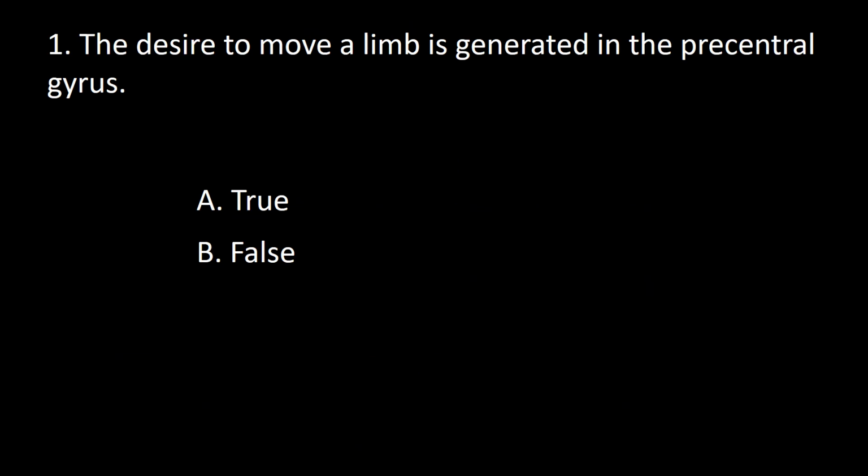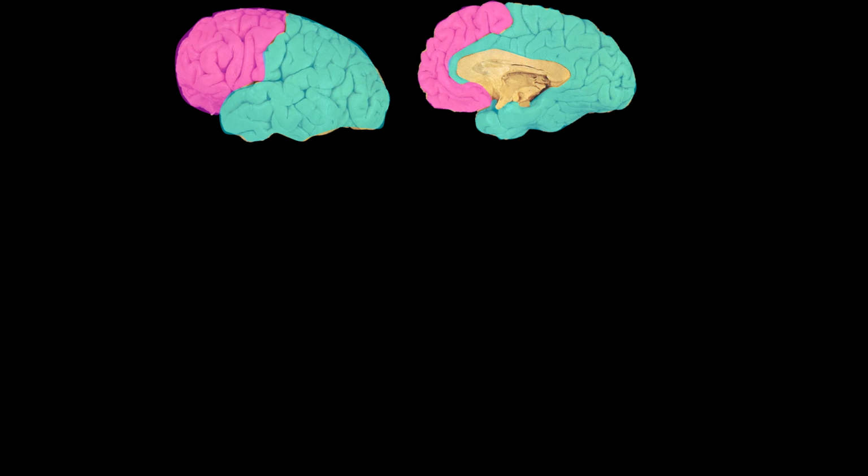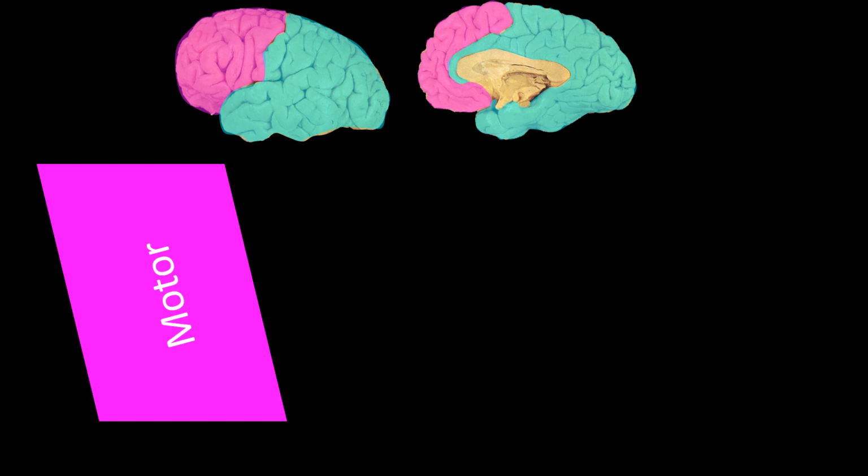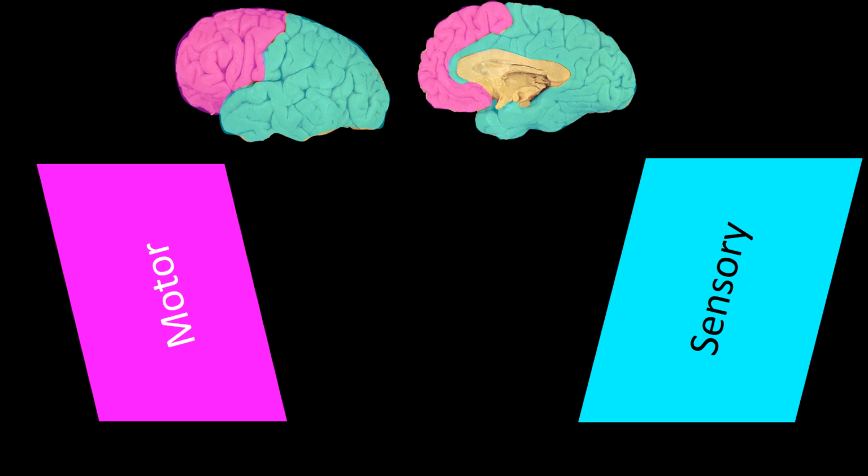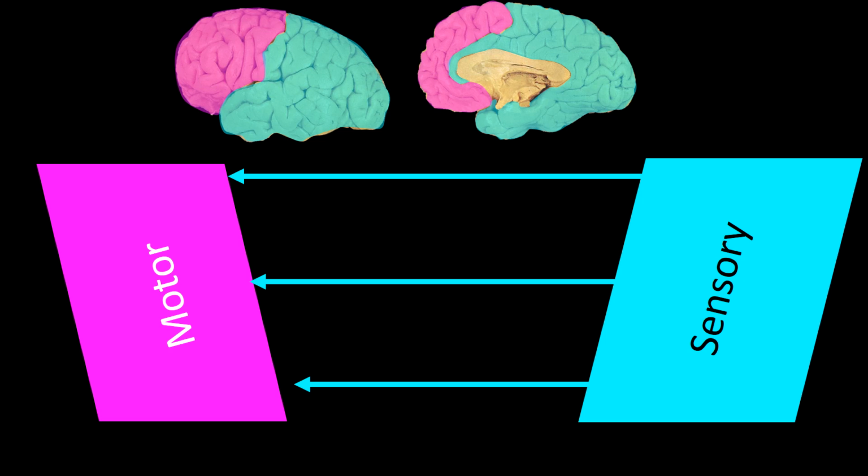The first question is, the desire to move a limb is generated in the precentral gyrus. A true, B false. This frame shows the lateral surface of the left hemisphere and the mesial surface of the right hemisphere. As you can see, the magenta color region of the brain consists of the motor and motor-related areas, the executive areas. The aqua, the sensory or perception area. The sensory area strongly influences the motor area.